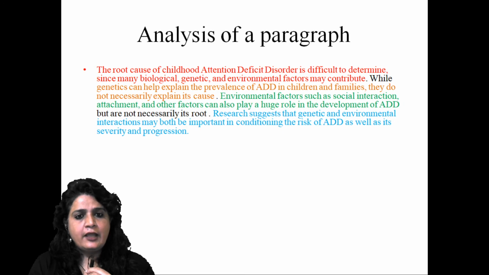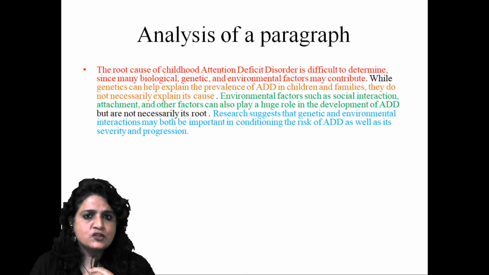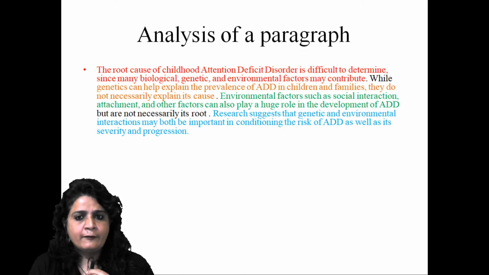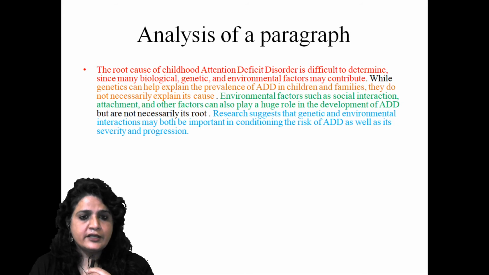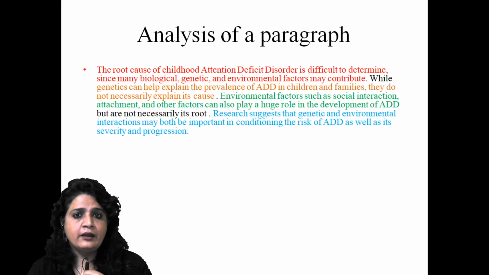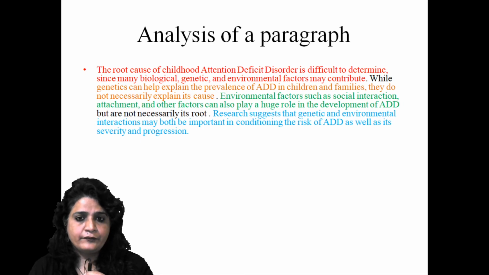While genetics can help, so "while" is there, which is giving you direction as to where this argument is heading, right? So the supporting detail is possibly bringing a contrast or bringing a discount to the idea. Then you see environmental factors such as social interaction, attachment, and other factors can also play a huge role. So this is another discourse marker which is giving you an idea about the tone of the author. Right? So the first statement is your topic statement, followed by two details.